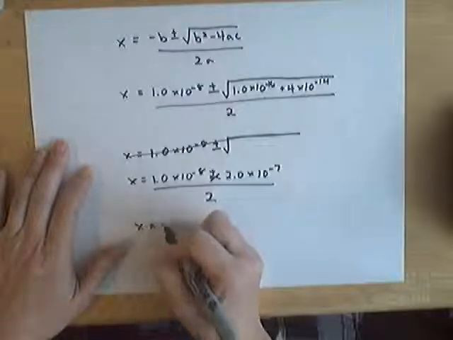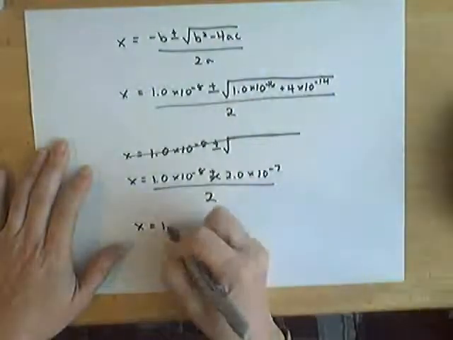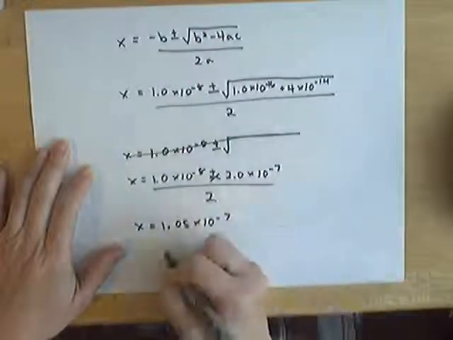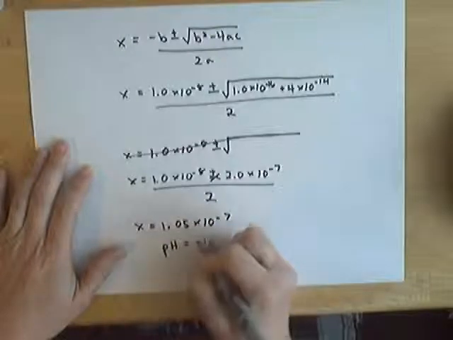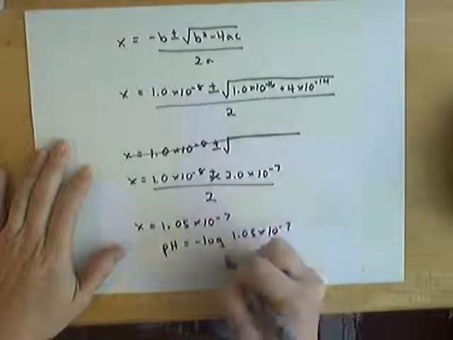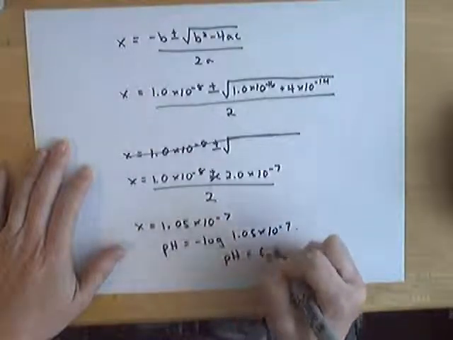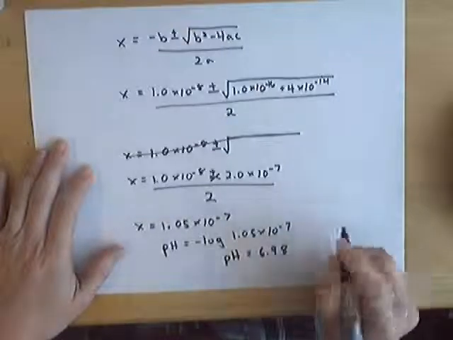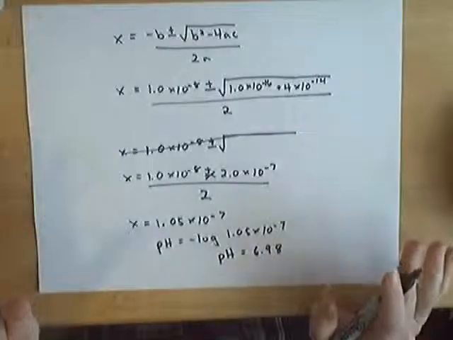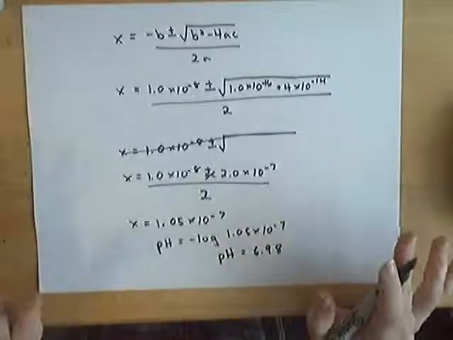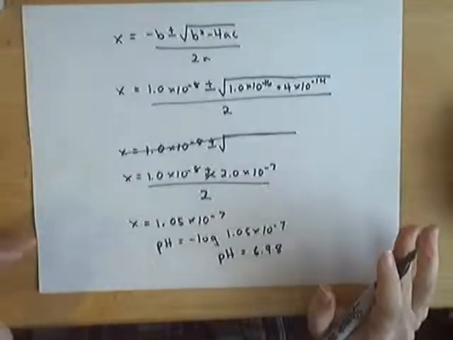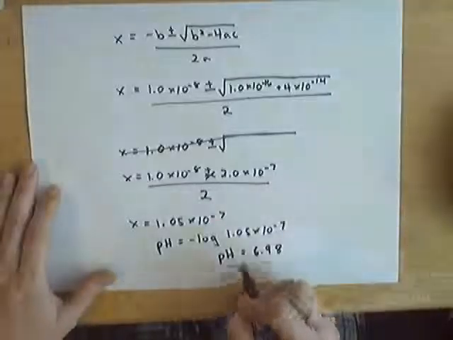And I got x is equal to 1.05 times 10 to the negative 7th. And if I take the negative log of that answer, I got a pH equal to 6.98. All right, that's a pretty small difference from pure water, which is a pH of 7, but that's what we expect. We added a very small concentration of acid. That acid is going to lower the pH, but it's not going to lower it very much. So this is a very reasonable answer.